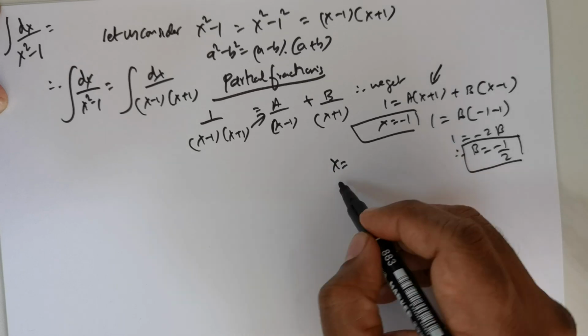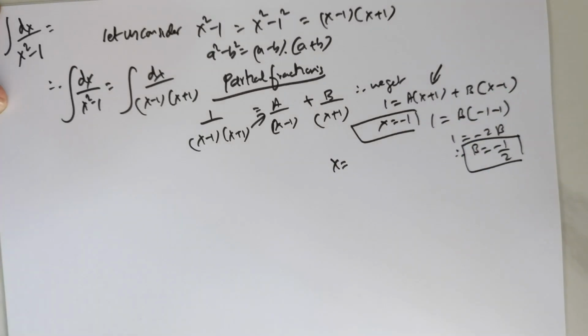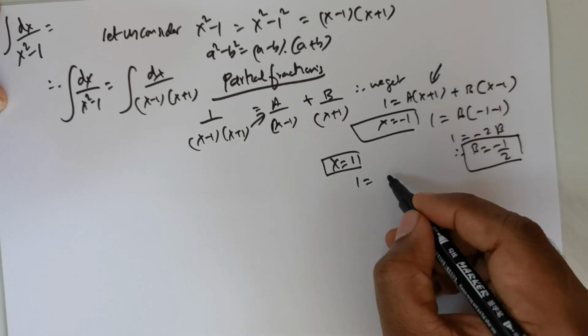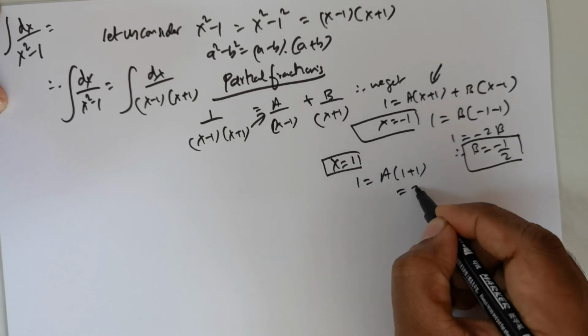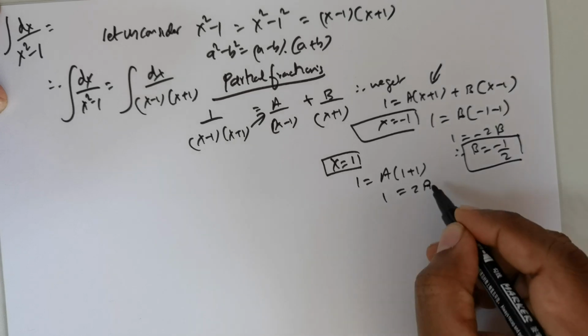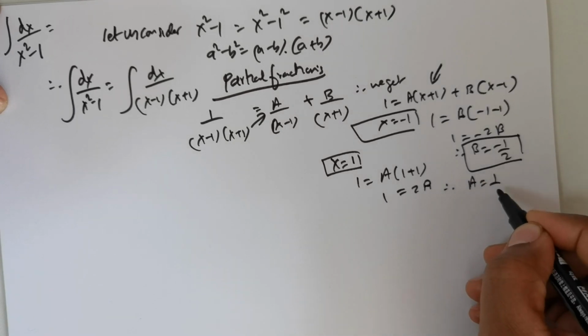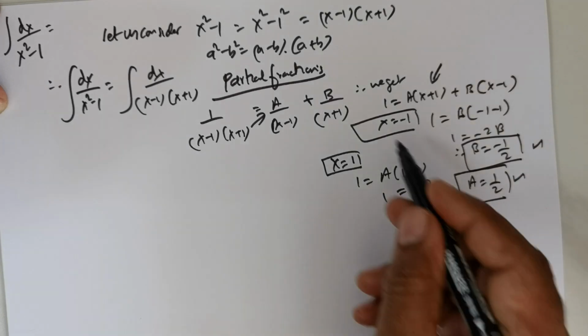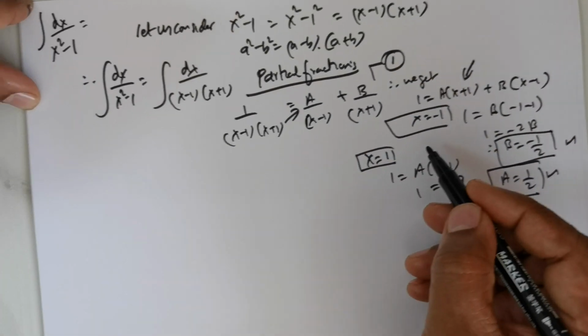Now choose the value of x such that this term vanishes. So I take x equal to 1. If I do that, this will vanish, giving me a times (1 plus 1), which is equal to 2a. On the left you got 1. So a is equal to 1 over 2. So now you have the value of a and the value of b.